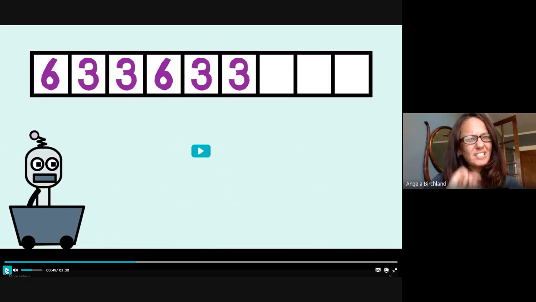So stop. Did you think that patterns were only colors? We do a lot of color patterns in school, and we create our patterns with colors too in school. But you can find patterns everywhere. This is a pattern with numbers. So the core of this pattern is 6, 3, 3. Okay, and we know that because we've seen it twice. We saw 6, 3, 3, then 6, 3, 3, and then we need to think what comes next.